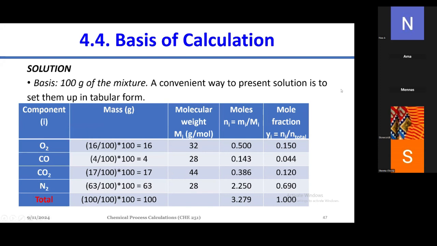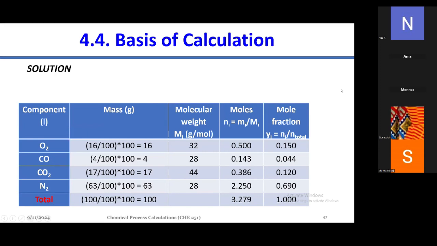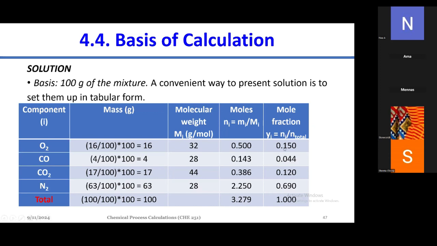Then realize that our mole fraction and our mass fraction were not the same. Let's say we convert them into mole percent: this would be 4.4, but this one was 4. So it means that your mass fraction and your mole fractions are not the same.